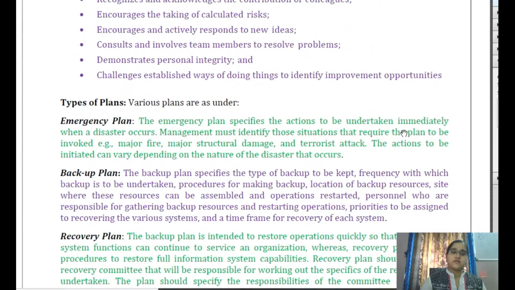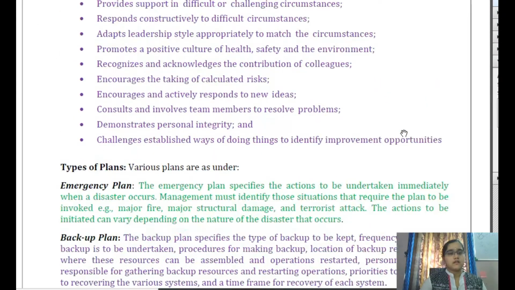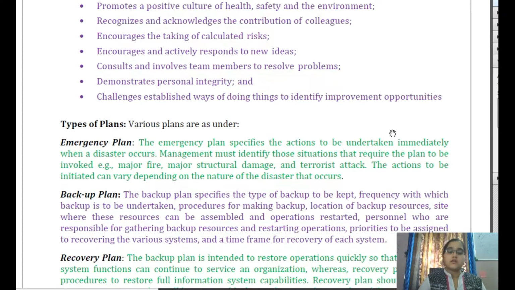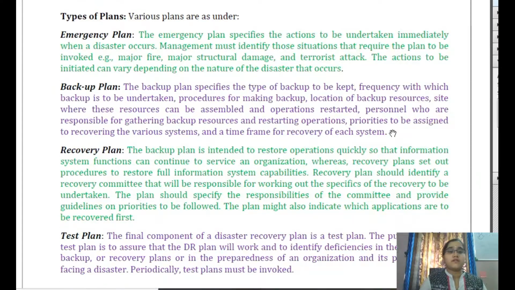So friends, we have successfully completed the BCM policy, the BCM process, the BCM requirements of the personnel, and the competence required by BCM personnel. We have seen all these things in the previous 3 videos. Now today we are going to see what are the different types of plan which help the system to recover from a disaster. So there are 4 varieties of plan. First is the emergency plan, second is the backup plan, third is the recovery plan, and fourth is the test plan.